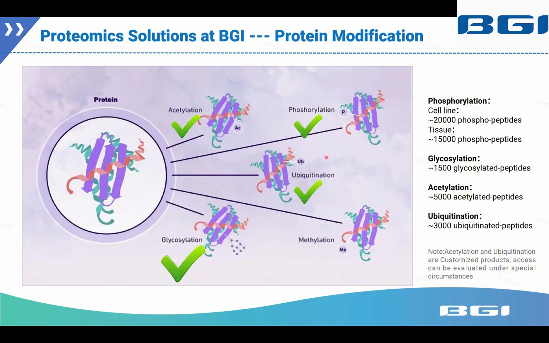This modification directly affects key properties of the proteins, such as activity, localization, and interactions. Studies have shown that maybe over 50% of the proteins in the human body will undergo post-translational modification. And currently, BGI can provide detection for several major types of protein modification.